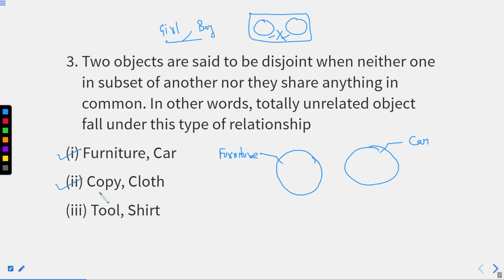The second is a copy and a cloth. A copy is something in which we write. A copy is to copy someone, can have different meaning, right? So this circle represents copy and this circle represents clothes. So they both are different. They have nothing in common, right?